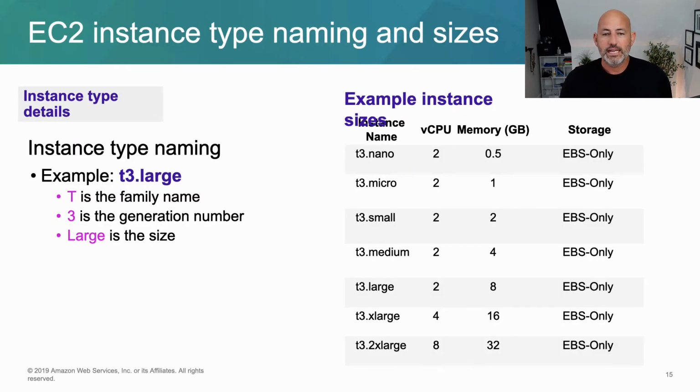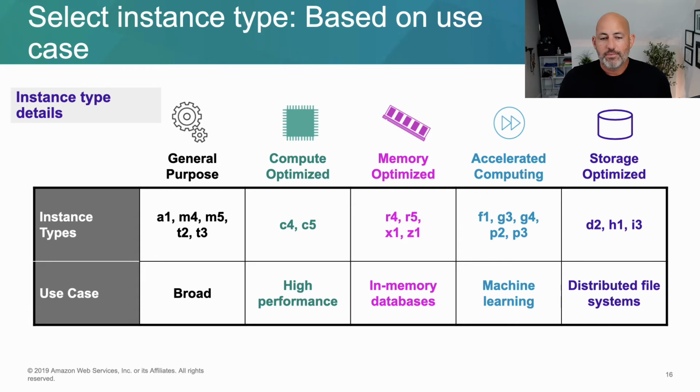In terms of network settings, again, those can really be a bottleneck. So how does the instance type naming take place? In the example of a T3 large, T is the family name, 3 is the generation number, and large is the size. Here are some good examples. General purpose could be A1, M4, M5, T2, T3. The use cases are broad. Compute optimized will have the C inside of them, so C4, C5, and they'll be high performance.